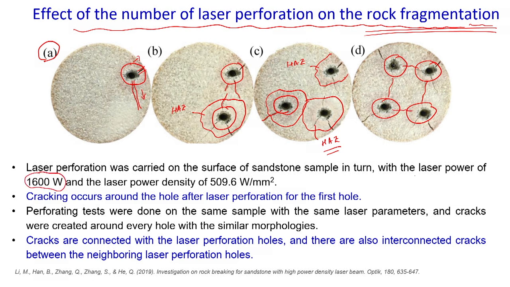From these results we can say that the laser perforation was successfully carried out for 1600 watt of laser power, and this 1600 watt generates a power density of 509.6 watt per mm square. Each bore is accompanied by cracks around the hole during the laser perforation. The perforating tests were done on the same sample with the same laser parameters, and the cracks were created around every hole with similar morphology. You can notice that all the holes have the same process parameters and their morphology is also quite similar.